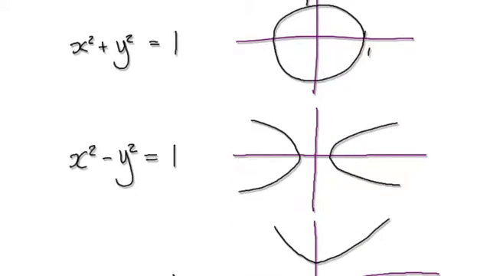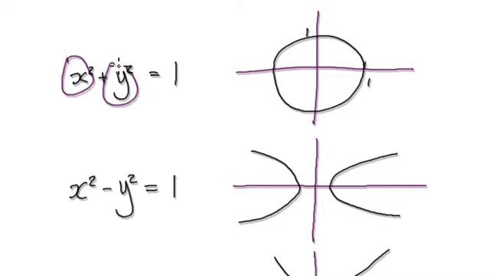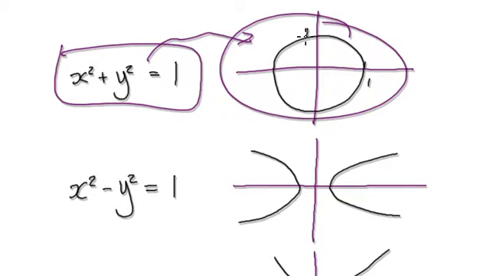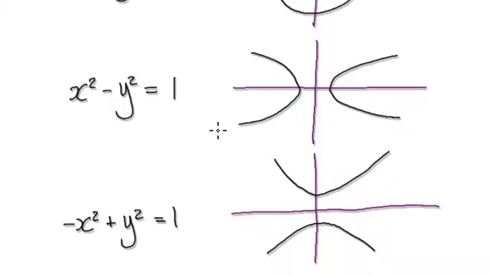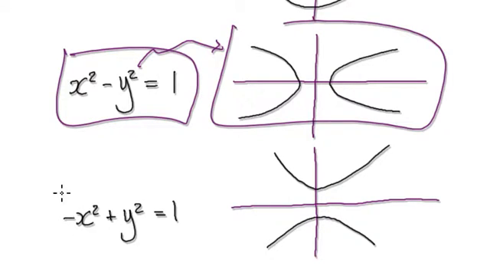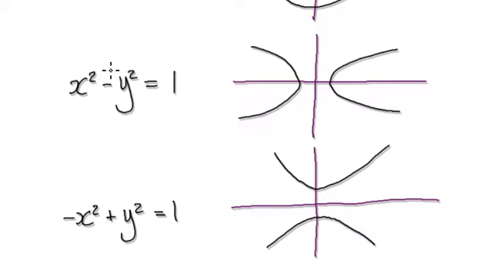So we know that x squared plus y squared equals 1. We know that this equation will give us a circle of radius 1. In this video, we're going to try and understand why this equation will yield this graph and this equation will yield this graph. So if you look at this here, you've got a negative x squared.